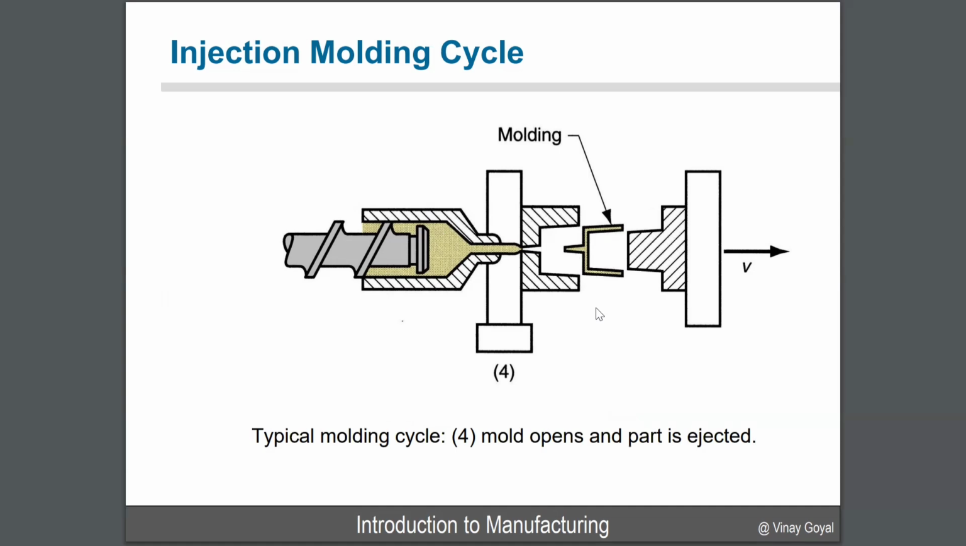We call this mold is opened. The part is ejected, is what we call it. The part has been ejected from the manufacturing process. And in a lot of cases, you don't have to do more because this process is so efficient that it produces nearly net shape products.